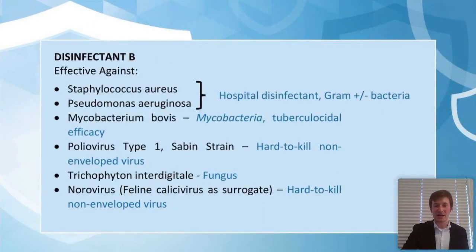Disinfectant B, on the other hand, has quite a good balance, a good spread of different types of important organisms listed on that label. So we can see that it's a hospital disinfectant. It has claims against Staphylococcus and Pseudomonas, those are gram-negative and gram-positive bacteria. It has that mycobacteria claim, as well as a couple examples of hard-to-kill non-envelope viruses, as well as fungi. So that's really going to be the more balanced option of the two.